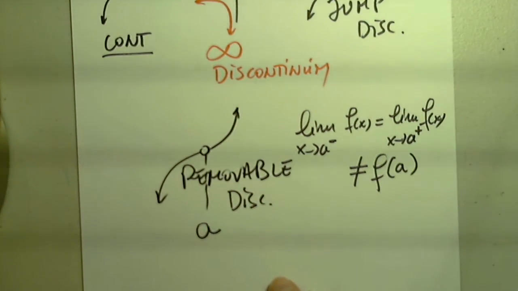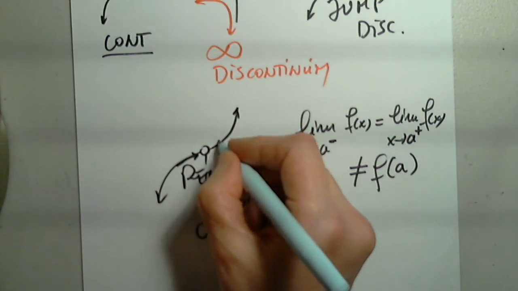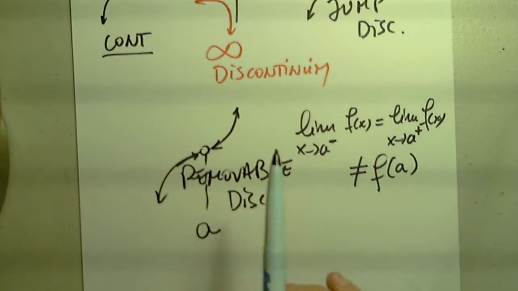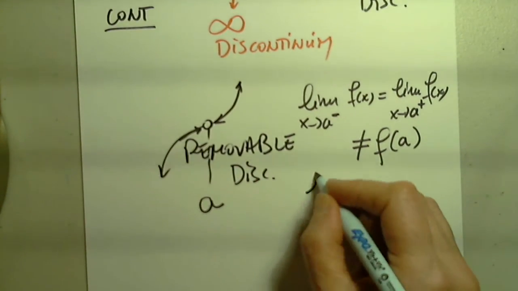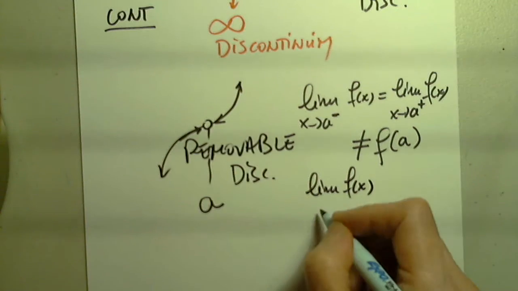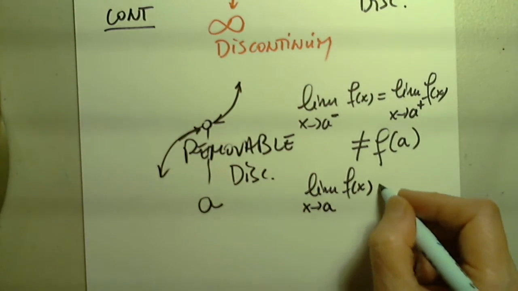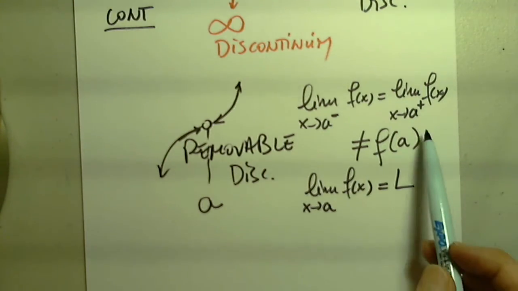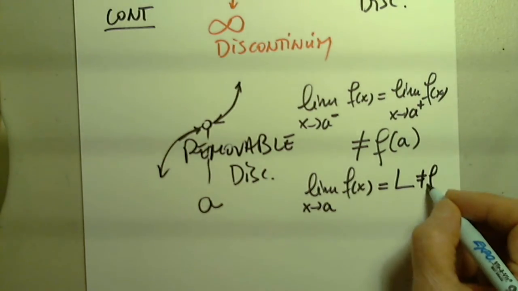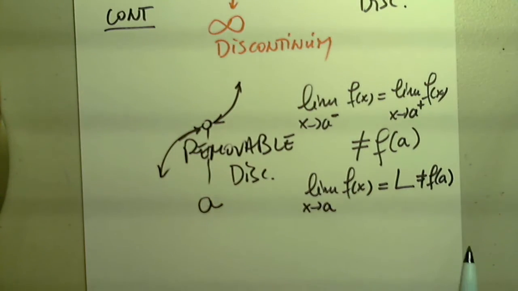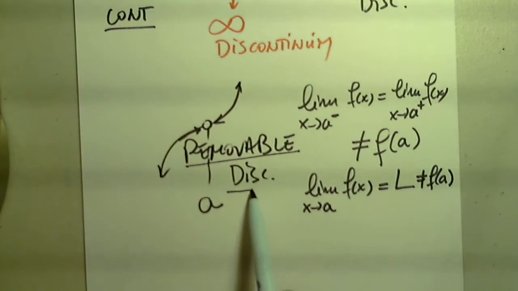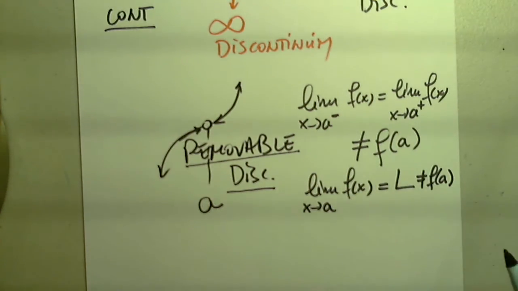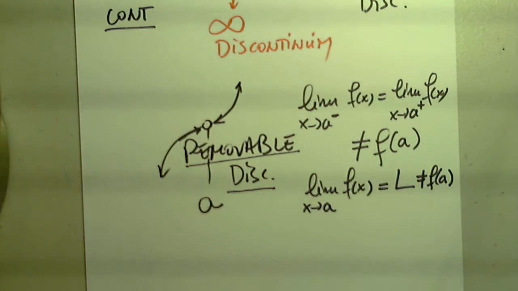So the limits are the same. The tendency is the same on both sides. So the limit from either side exists. So I can even say the limit of f of x as x approaches a from either side is a number L. It exists. But the L does not equal the function value. So that's why this is called removable discontinuity. And only for the removable discontinuity, left and right limits exist and are the same.